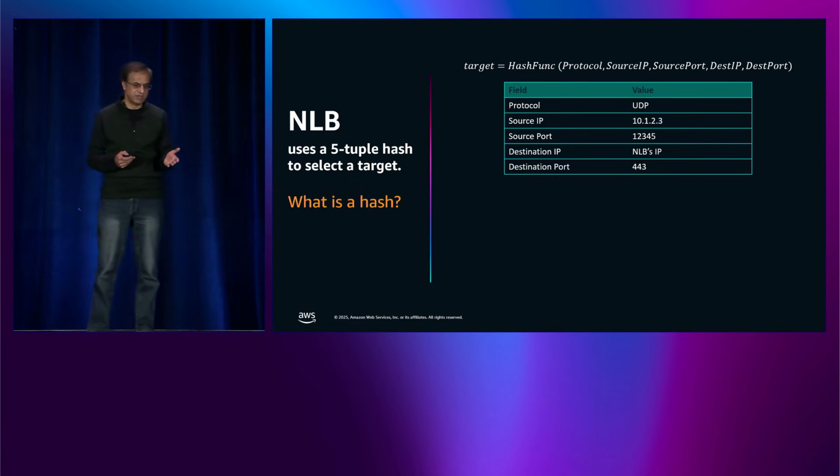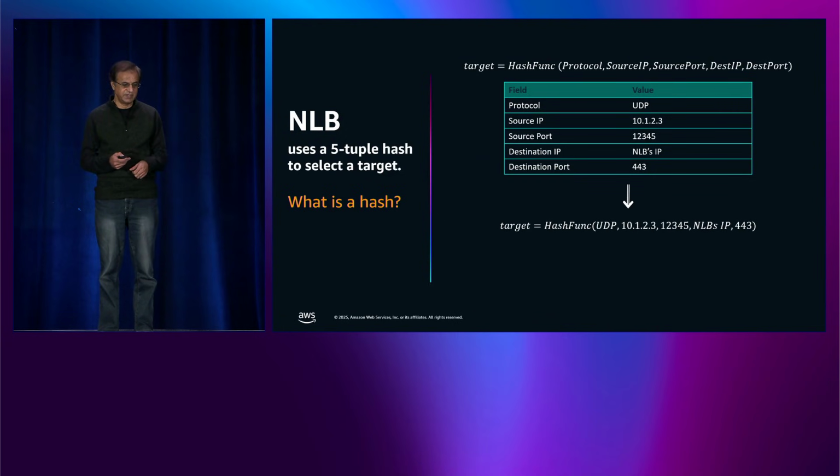There is a source port. Destination IP is that of the NLB. And lastly, the destination port. So these are the 5 tuples, or 5 entities. You feed these 5 entities to this mathematical function, and then you get one single output. Let's say the output is 2. So NLB says, I'm going to pick target number 2. Whatever incoming traffic comes in for this combination of 5-tuple, I'm going to send it to target number 2. So that's how NLB routes traffic today.